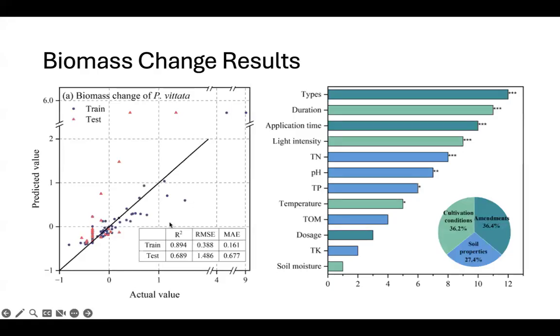So for the biomass change results, the R-squared value was pretty close to 1 for the training set, but less so for the test. And it was a little bit higher for the test set regarding the RMSE and MAE values. Factors that were the most important for biomass change were the types of amendments used, the duration of cultivation, and the application time regarding the amendments.